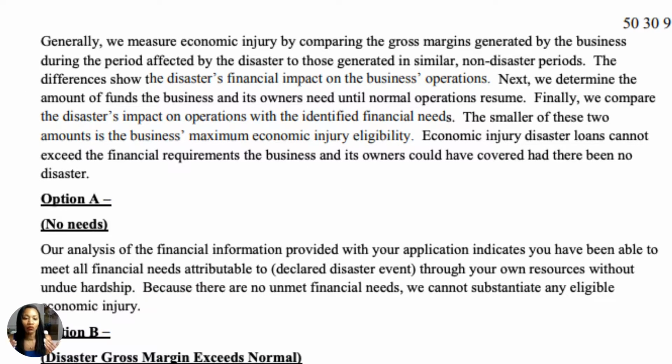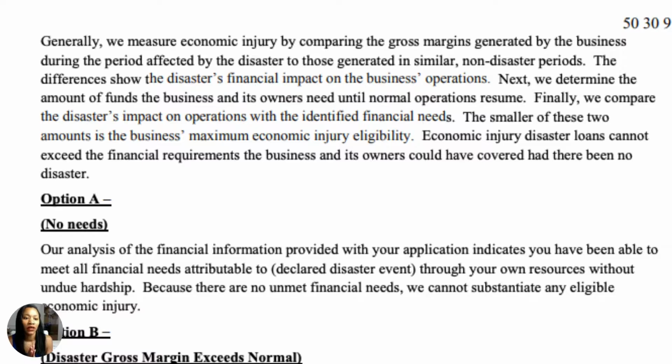So generally we measure, and they're using the word "we," and this is specifically from the Standard Operating Procedures for the economic injury disaster loan, okay? This is a separate section in the appendix section. And you can find that, I believe it's in appendix 10, so at the back end of the document.